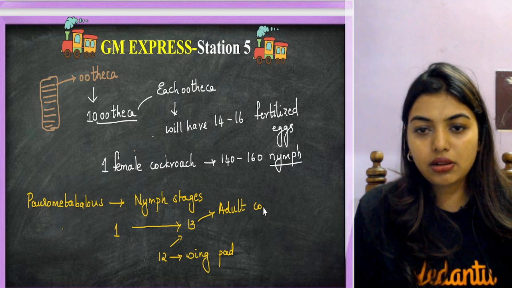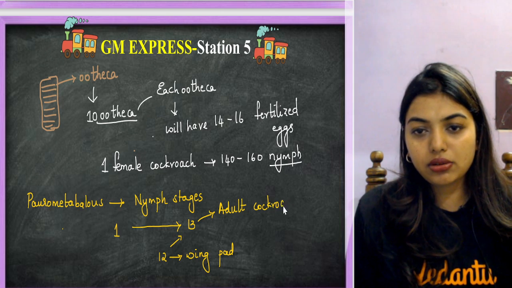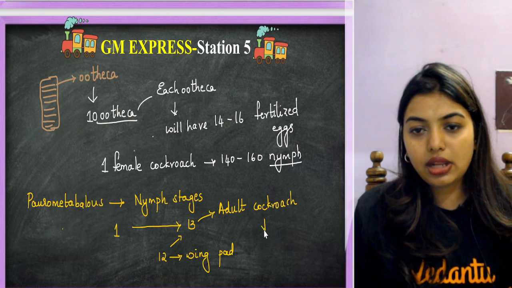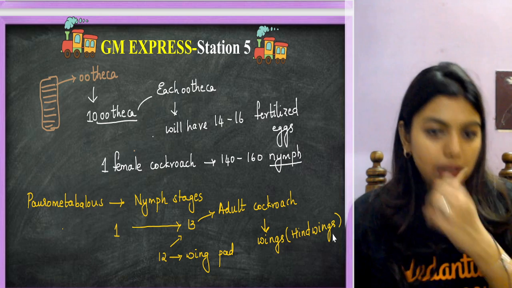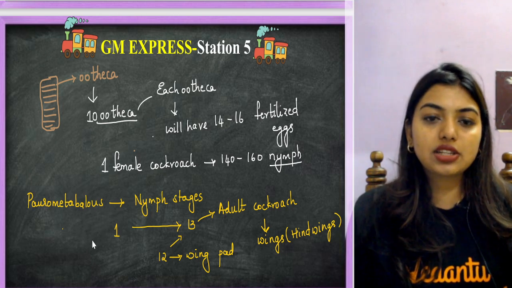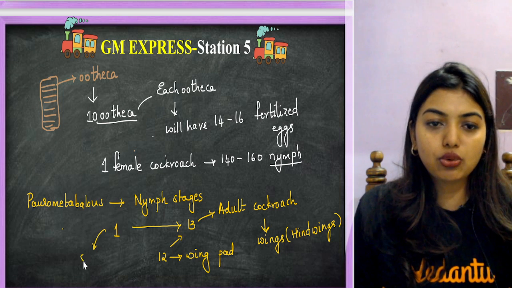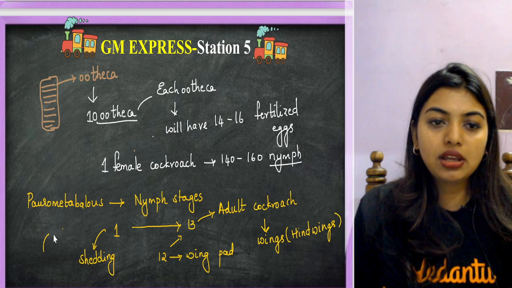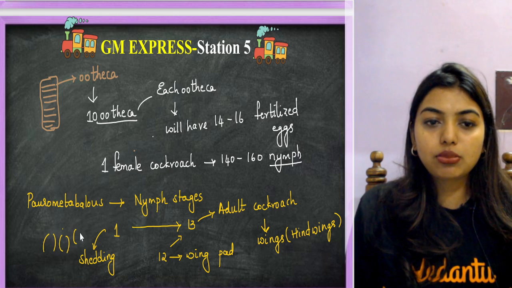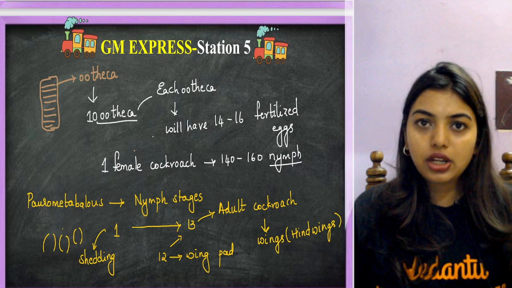Adult cockroach, that will have the wings. There are the hind wings. Hind wings will only be seen in the adult stages. In the nymph stages, students, they will continuously go through shedding. Shedding will happen. That is shedding and molting we tell, no? That is where the outer layer will be continuously removed till they become big.